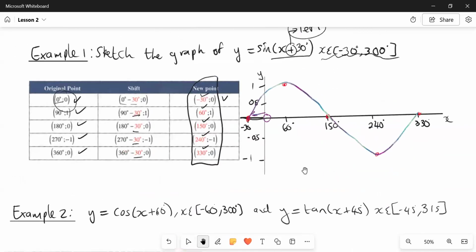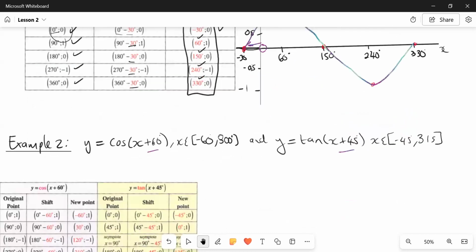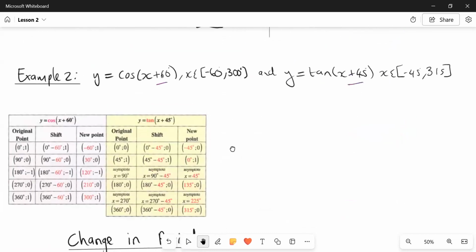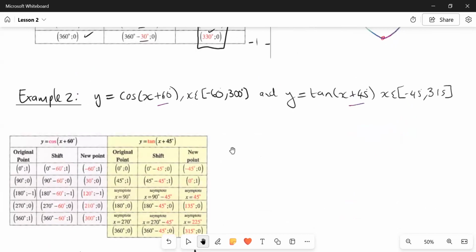Again, for example 2, we'll follow the table method to get the new point from the original point. So now they've added 60 and they've also added 45 for tan. So we have to subtract 60 in our cos graph and subtract 45 in our tan graph. And you'll end up having something like this for your table. So for your table, you will have y equals cos x plus 60.